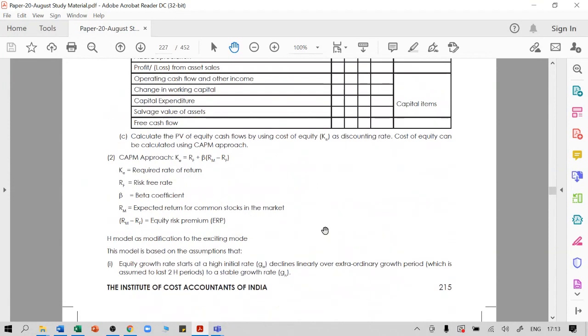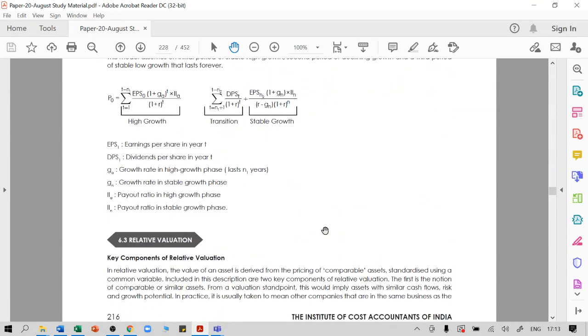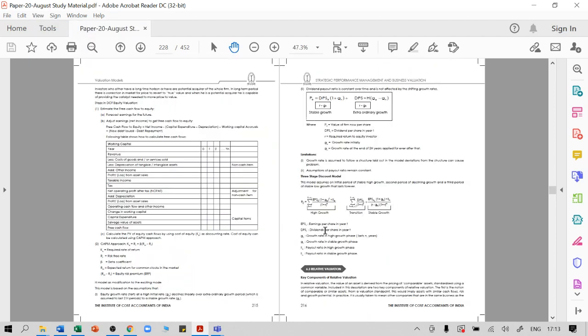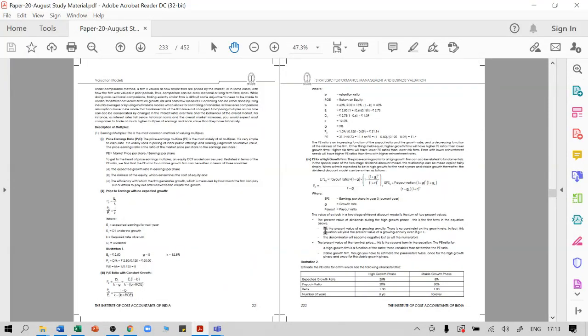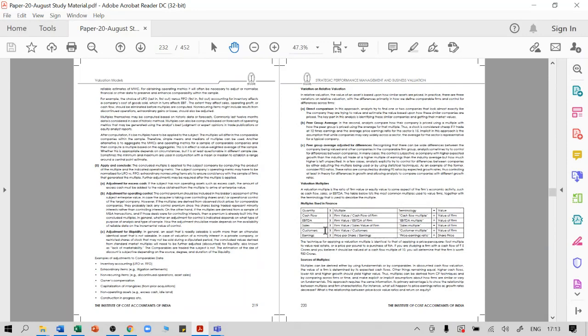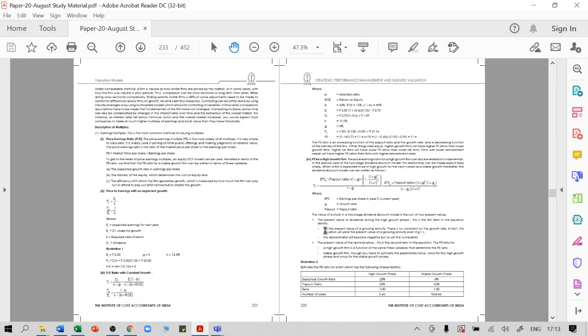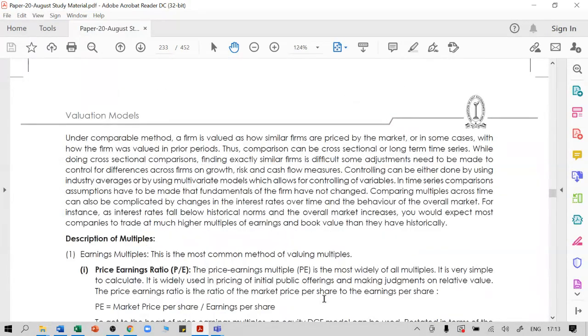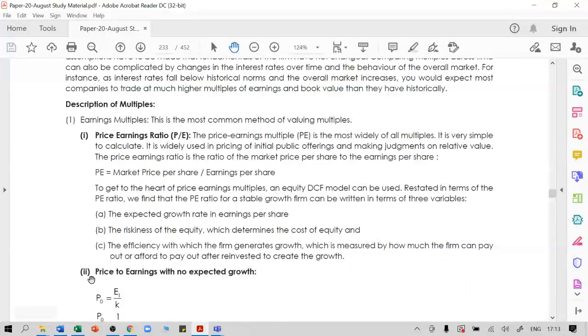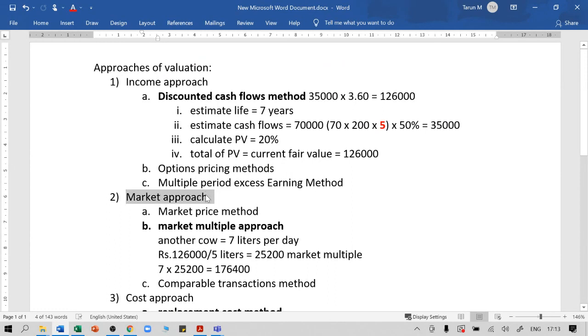Here I go with the first one. Look at this. Illustration number 2. This is on page number 222 of your study material. Illustration number 2. Here we are talking about the market approach. See, there are three approaches and the second approach is the market approach.